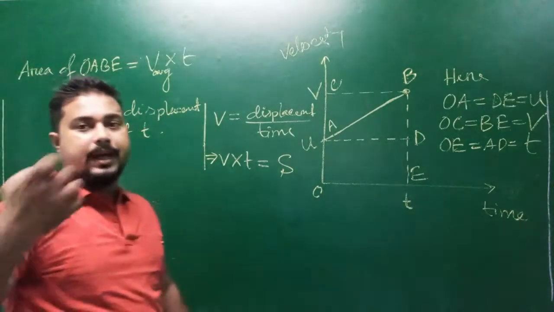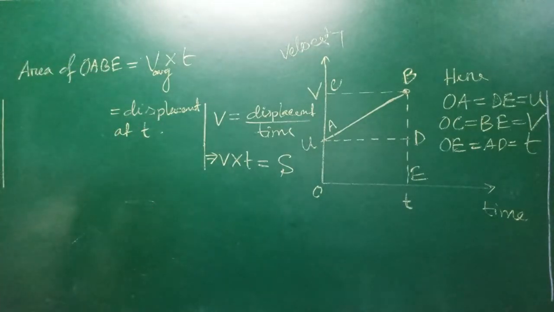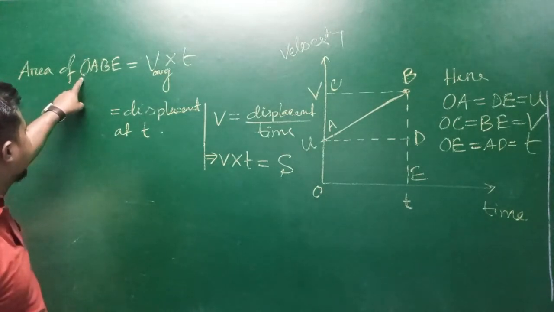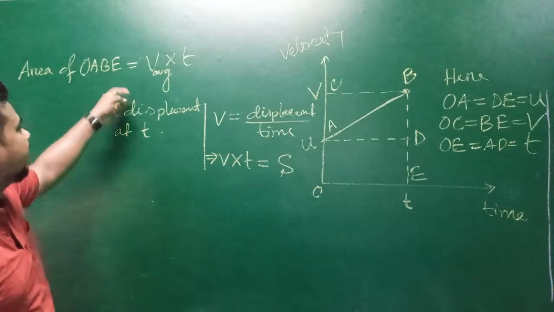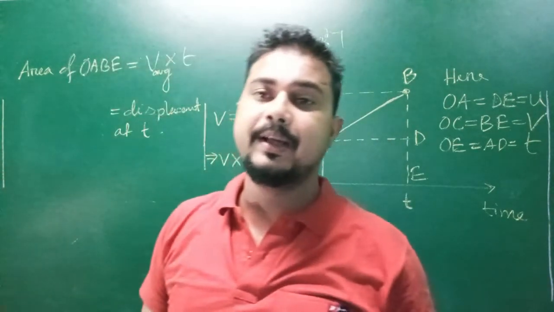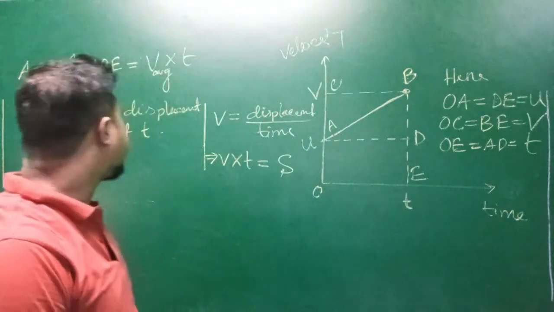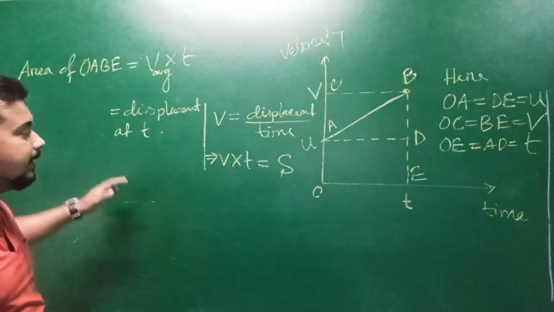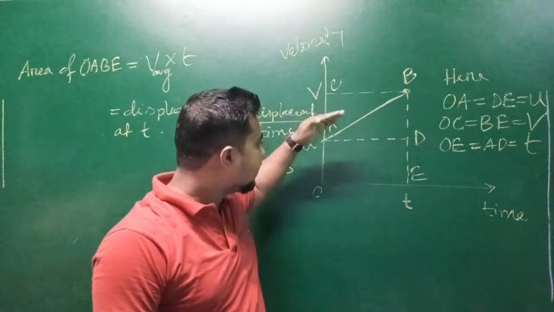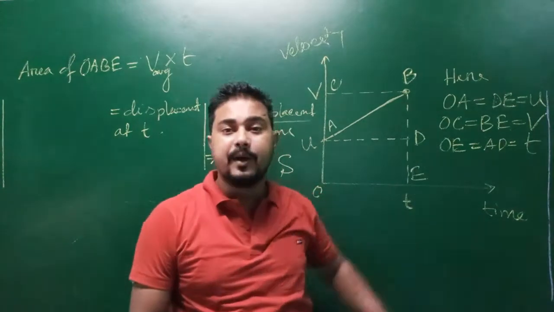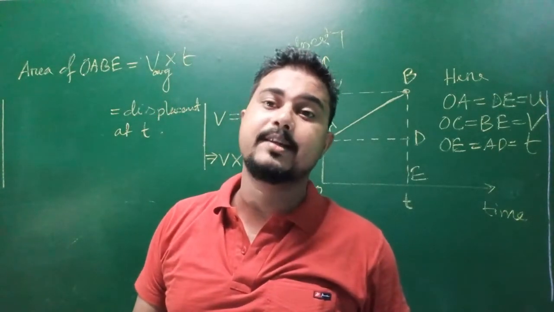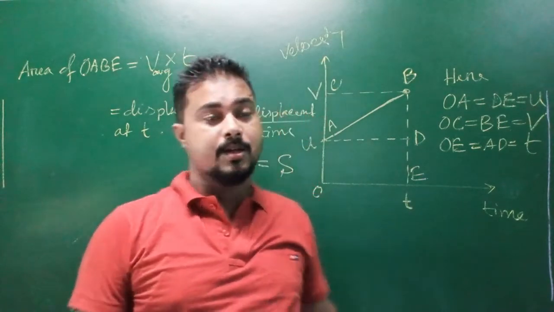So we have got from this figure that the area of the trapezium OABE is equal to the displacement of the body at time t. Then we can say that the area under the line AB is equal to the displacement of the body in that time interval. Okay.